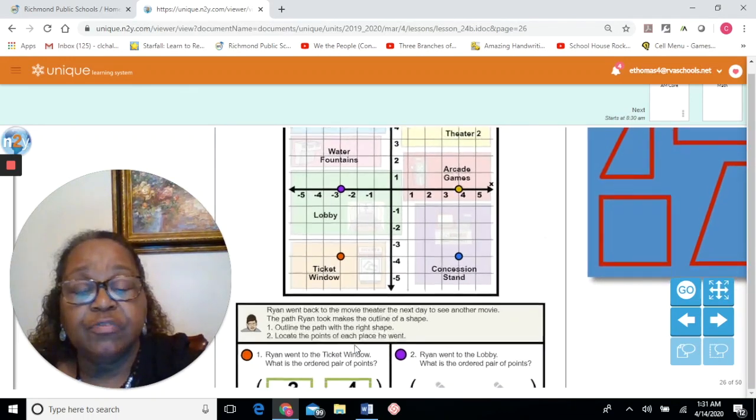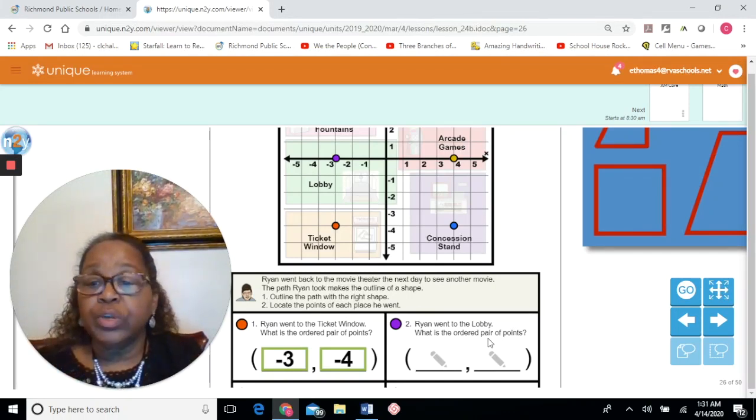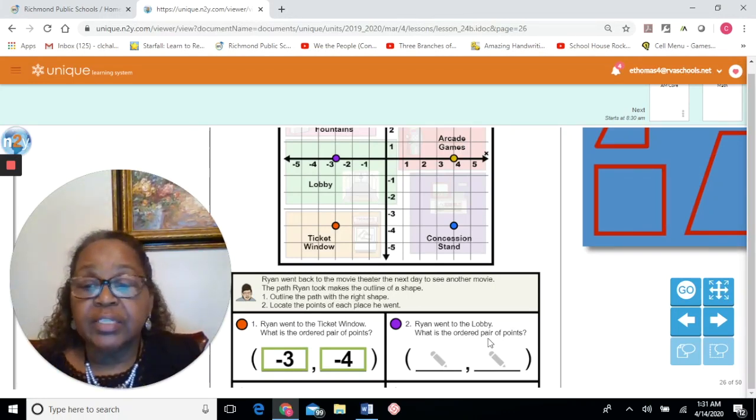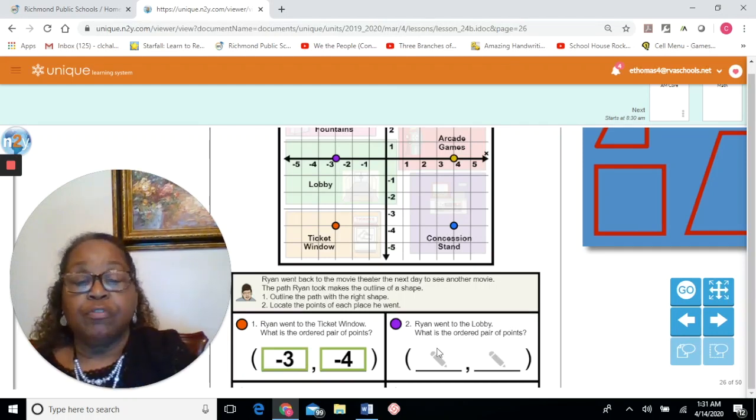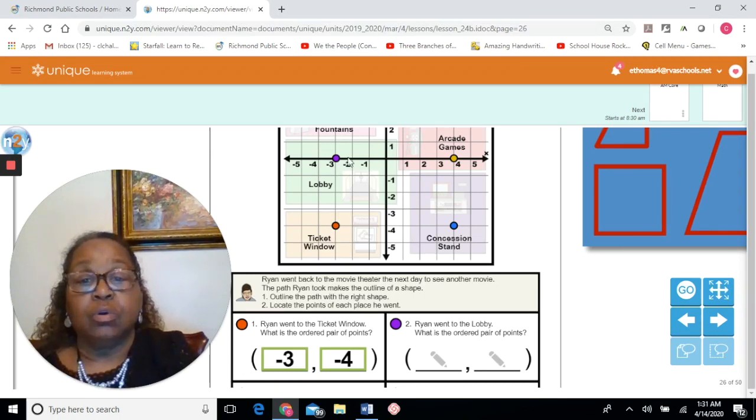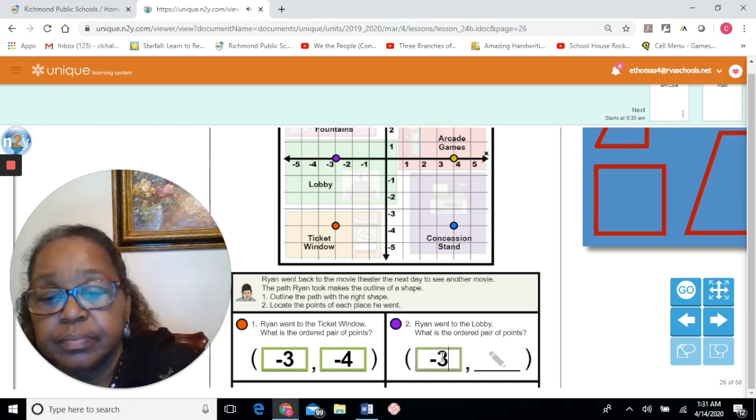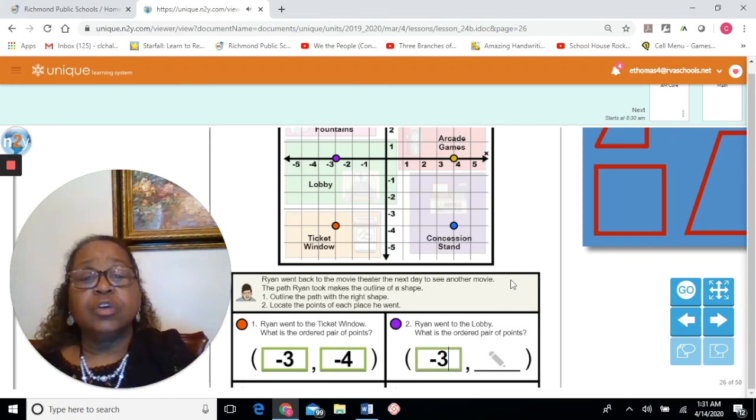All right, let's find out where this purple point is. What are the coordinates for the purple point? Let's find out the ordered pair. So the first number is on the x-axis. So let's go to the x-axis. This is our point. So the first number would be on the x-axis, a -3. Let's put that in. We got that right.